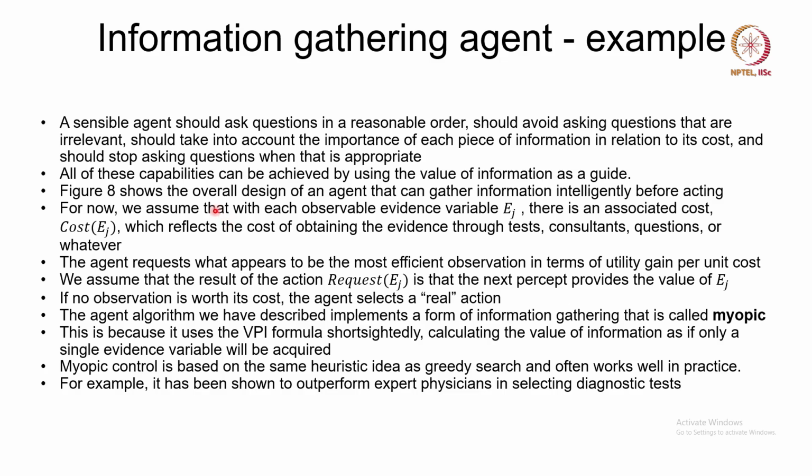So this gives the overall design basically, okay. For evidence EJ, we talk about the cost of EJ, right? And then we talk about VPI of EJ, that is the value of perfect information, and you see whether the cost is more than the value of getting the VPI. If the cost is more, then it may not be worth doing this, right? So that's what the information gathering agent does basically.